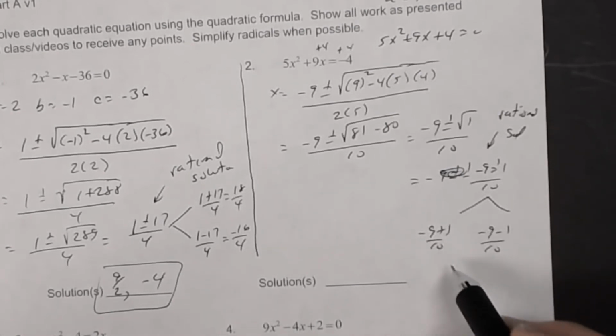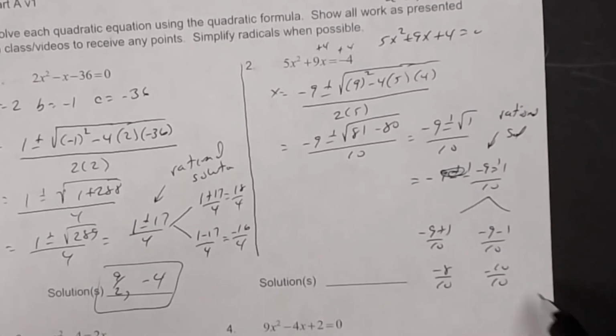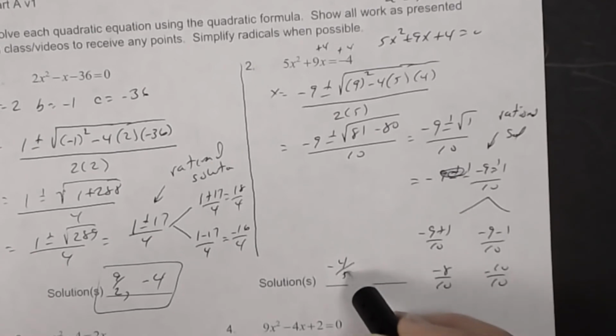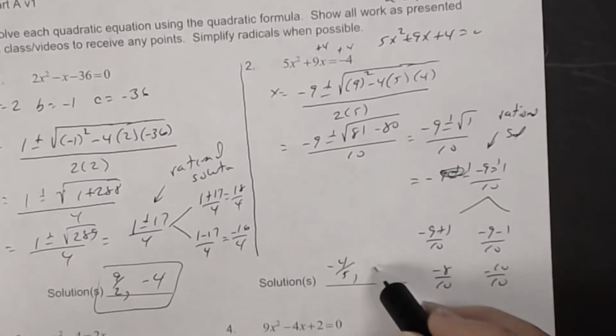Negative 9 plus 1 is a negative 8. Negative 9 minus 1 is a negative 10. Divided by 10, and then reduce. So if we reduce negative 8 tenths, you've got to reduce, negative 8 tenths is negative 4 fifths. And the other one, a negative 10 over a positive 10 is a negative 1.